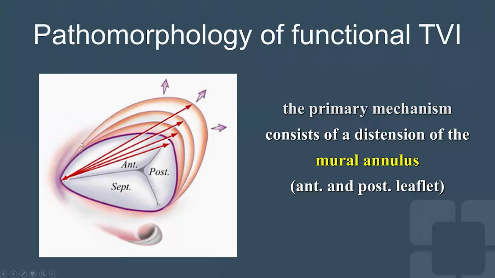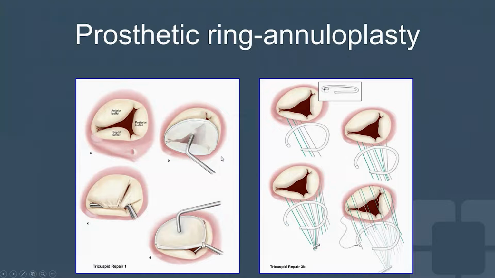You would have a tricuspid enlargement, and it's the annulus that's associated with the anterior and posterior leaflet that's going to be dilating. When you're repairing these valves, the goal of the surgery is to reduce the dilated annulus back to its anatomic shape, and do this with a rigid ring.